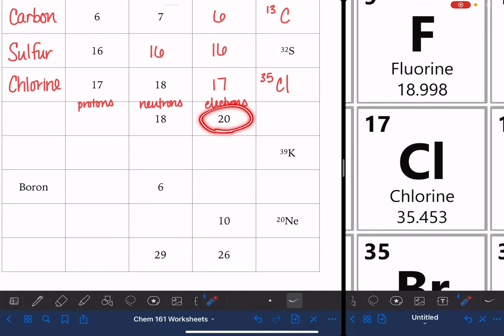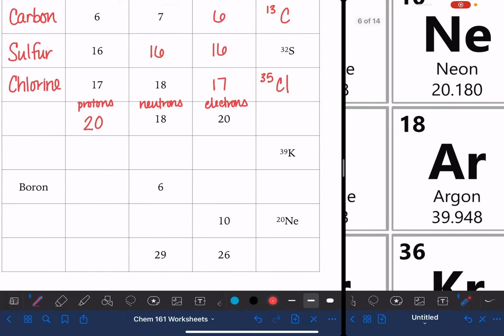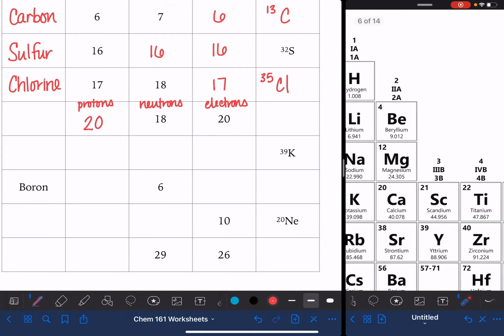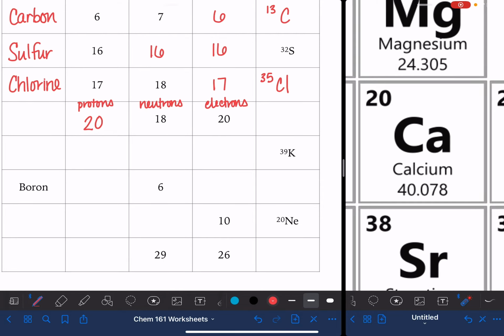So this one gives us the number of electrons, but we know that the number of electrons is equal to the number of protons. So if you have 20 electrons, that means you also have 20 protons. And we'll go find element number 20. Element number 20 is calcium. The symbol is Ca, and the mass number, 20 plus 18, protons plus neutrons, that is 38.